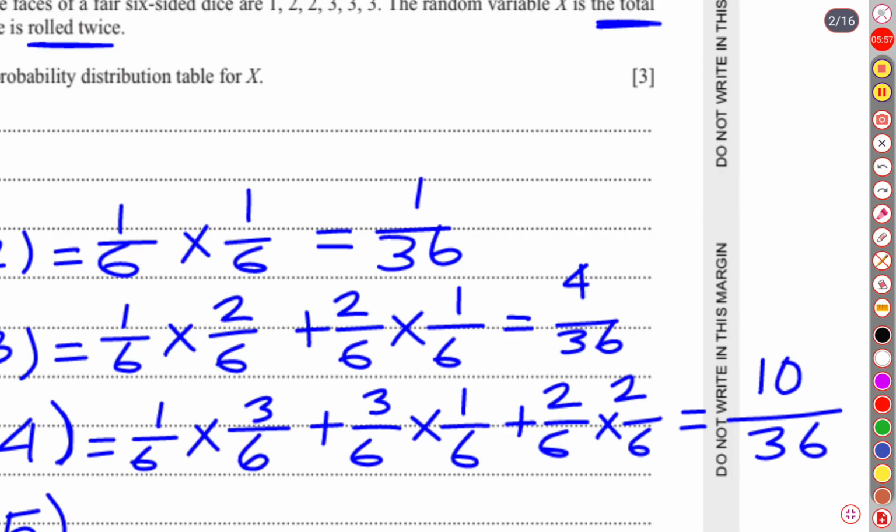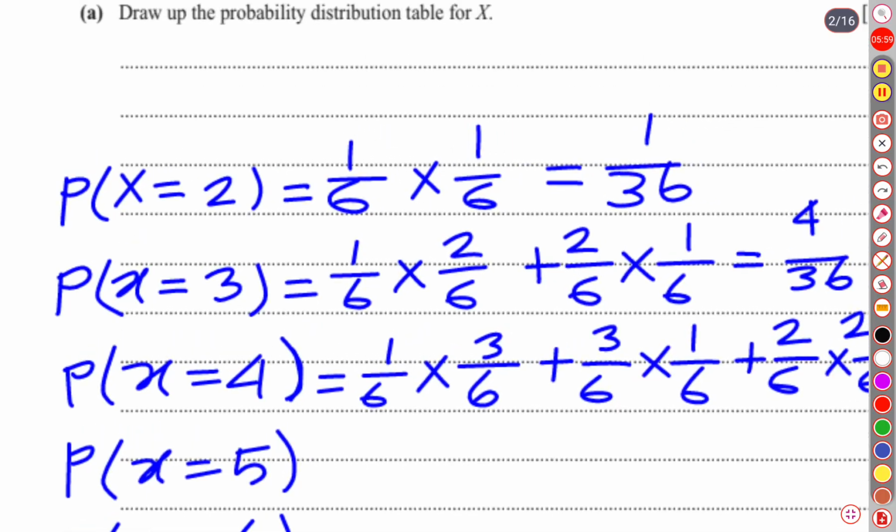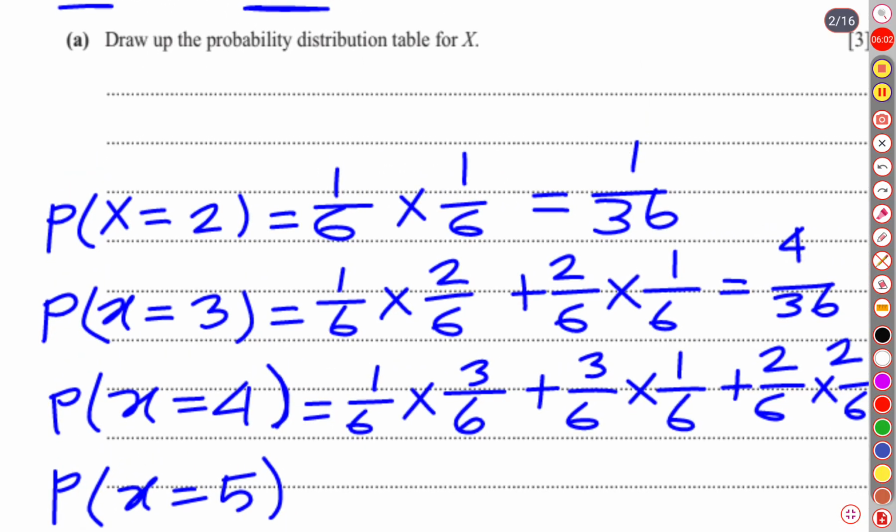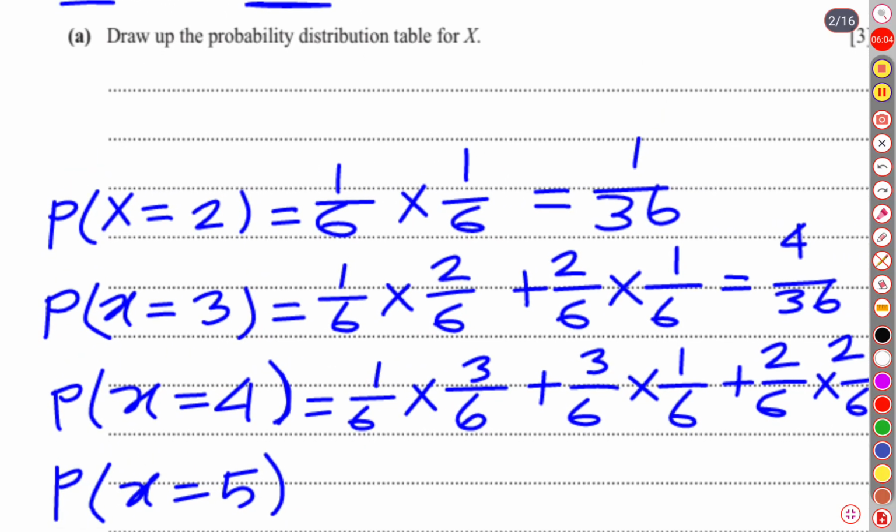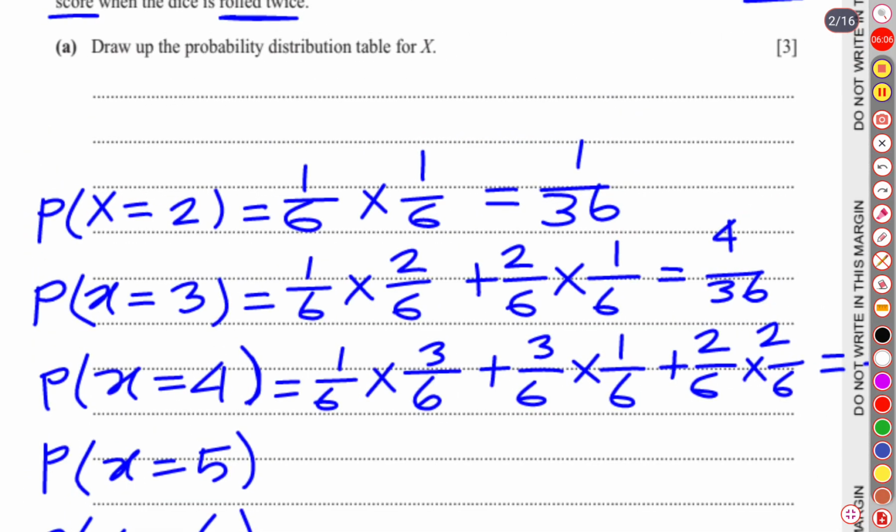Well, then what is the next probability? The next probability is when the total score is 5. Okay, when will the total score be 5?